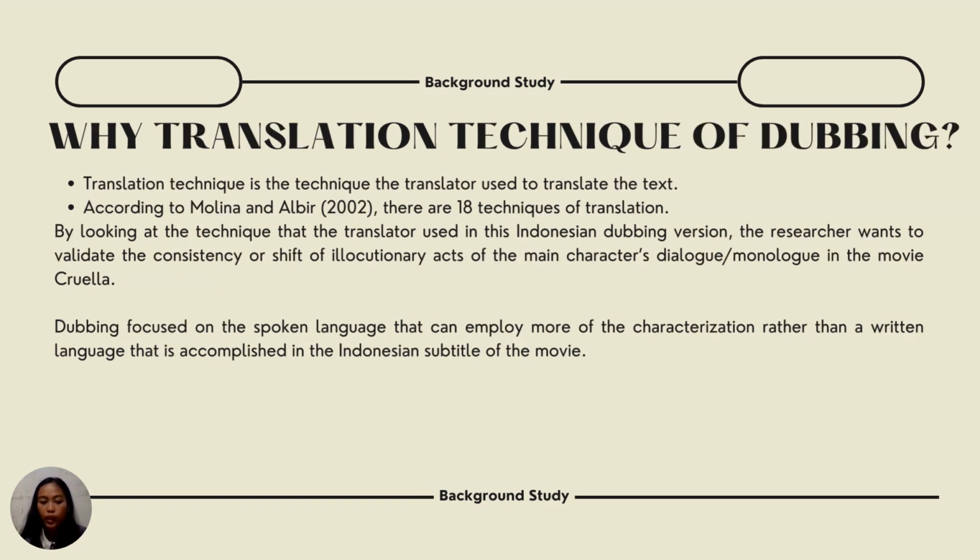The second one is why translation technique of dubbing. So, what is translation technique? It is a technique the translator uses to translate the text. According to Molina and Albir, there are 18 techniques of translation, including adaptation, amplification, borrowing, calque, compensation, description, discursive creation, established equivalent, generalization, linguistic amplification, linguistic compression, literal, modulation, particularization, reduction, substitution, transposition, and variation.